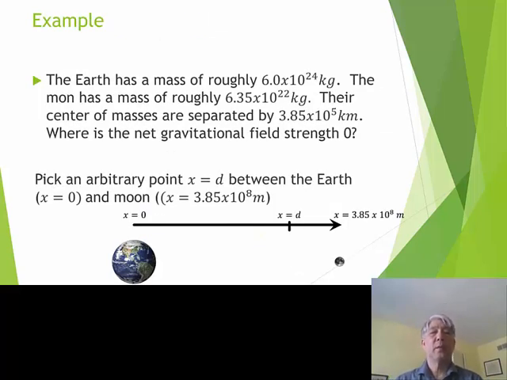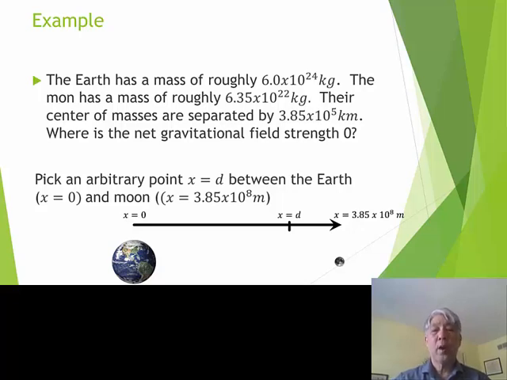Okay, here's another example, where the Earth has a mass, and again we're calculating the net gravitational field, but in this case, we're trying to find where the net gravitational field strength will be 0, between the Earth and the Moon. We have a little bit of data on the Moon. I noticed I misspelled the Moon, but that's okay. The Earth and the Moon are roughly separated by 3.85 times 10 to the 5th kilometers, or 3.85 times 10 to the 8th meters when we use standard units.